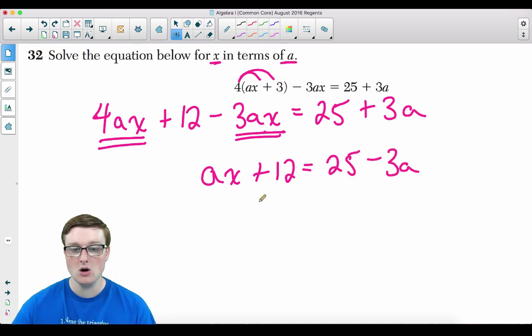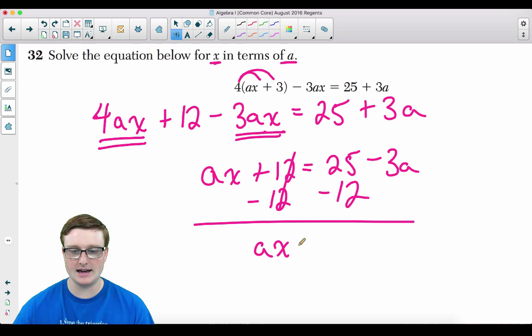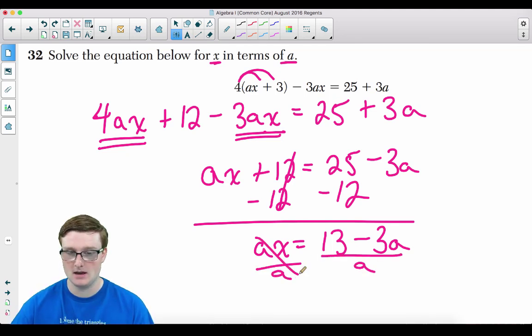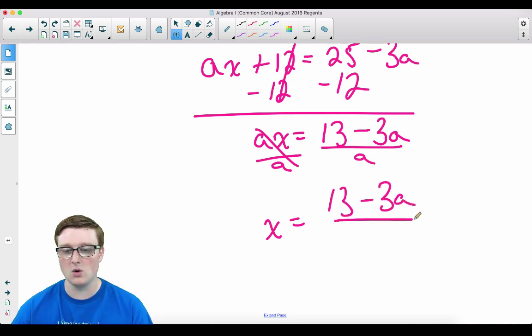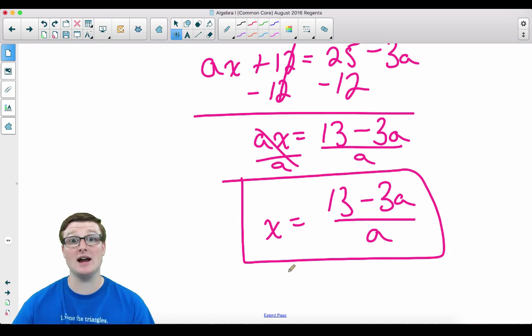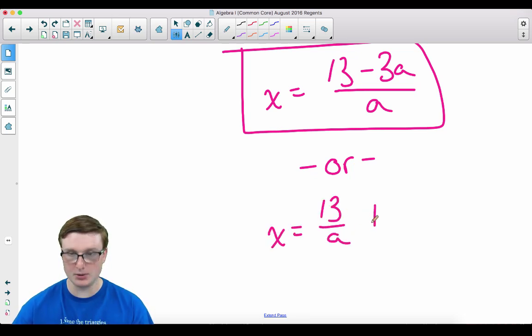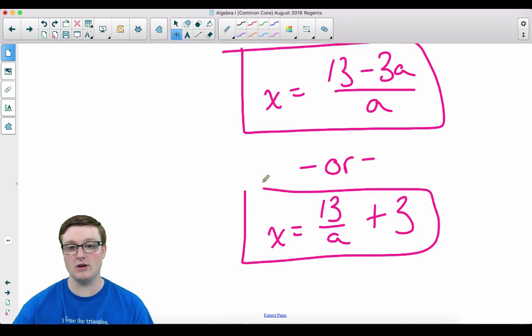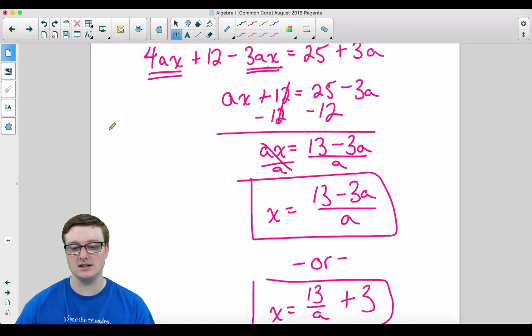Now, we are going to subtract that 12 on both sides. We then get ax is equal to, that looks like 13 minus 3a. Now it says solve for x, so we're going to divide by a on both sides. So we just get x is equal to 13 minus 3a over a. That, ladies and gentlemen, is your answer to this equation. Now, if you wrote this answer, x is equal to 13 over a plus 3, you would also receive full credit. So either one of those two answers would give you the full amount of points for this question.